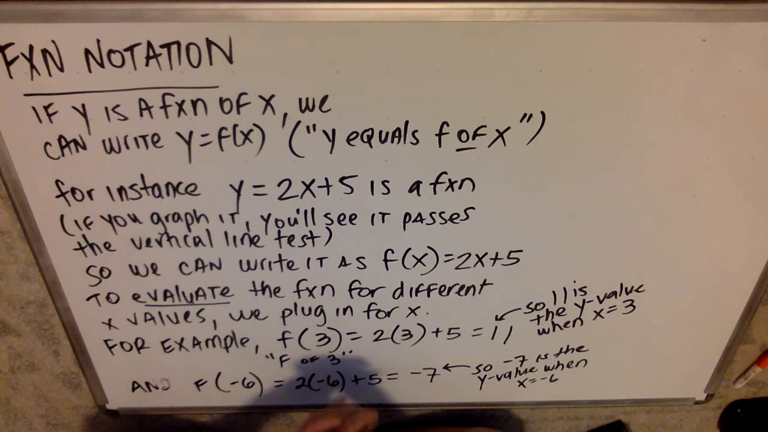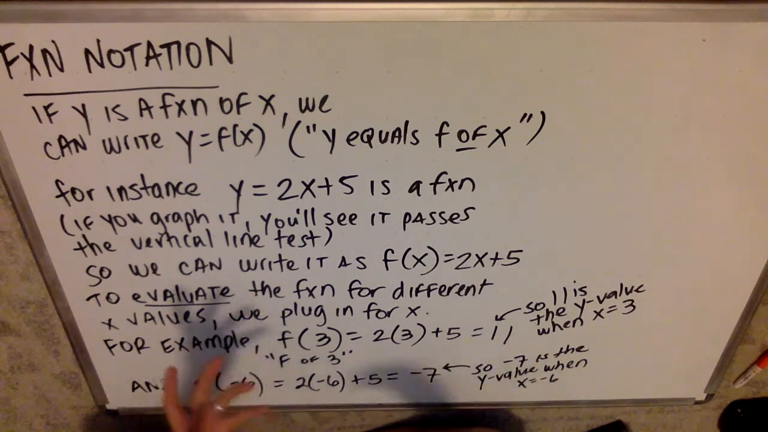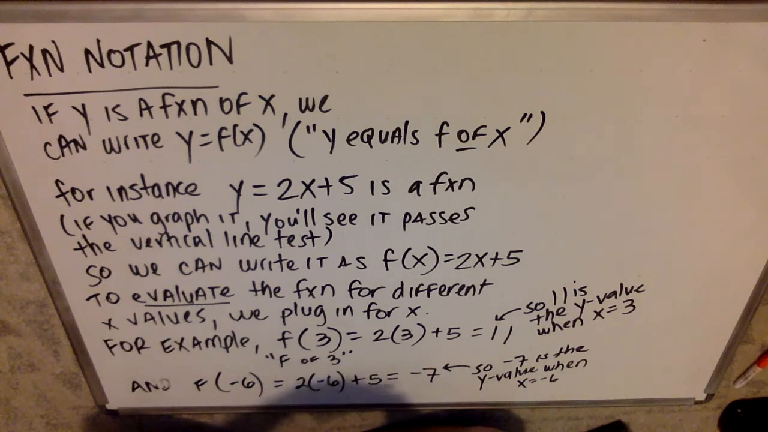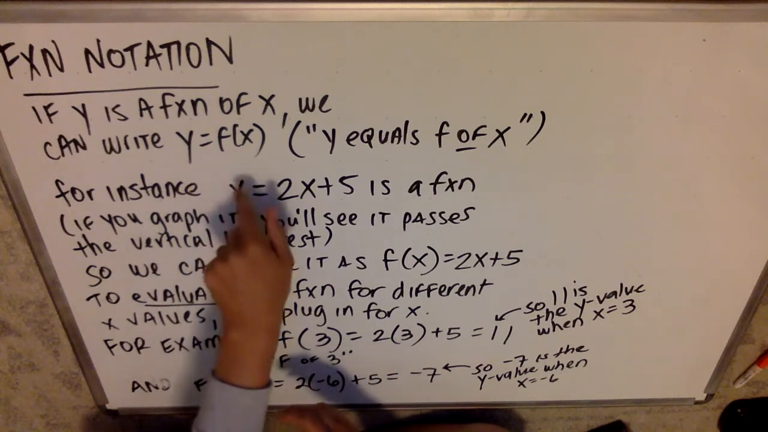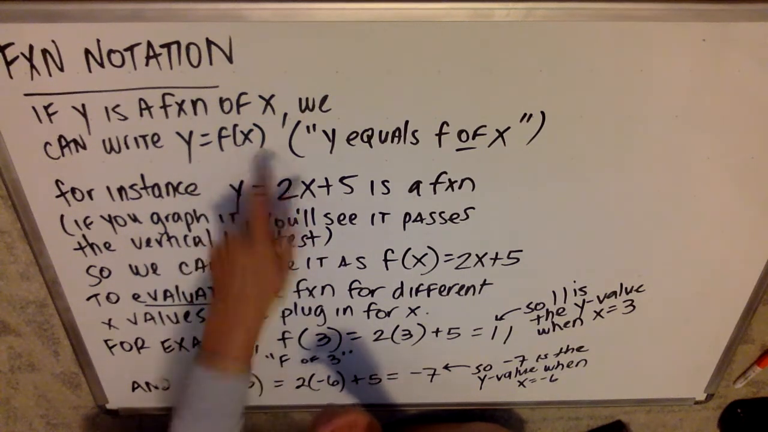If y is a function of x, meaning that either the inputs and outputs show us that it passes and doesn't have any repeats in x, or we have a graph and it passes the vertical line test, we can write y equals f of x. So that's an f, parentheses, x on the inside. And what this is saying is a function of x, where x is the input.